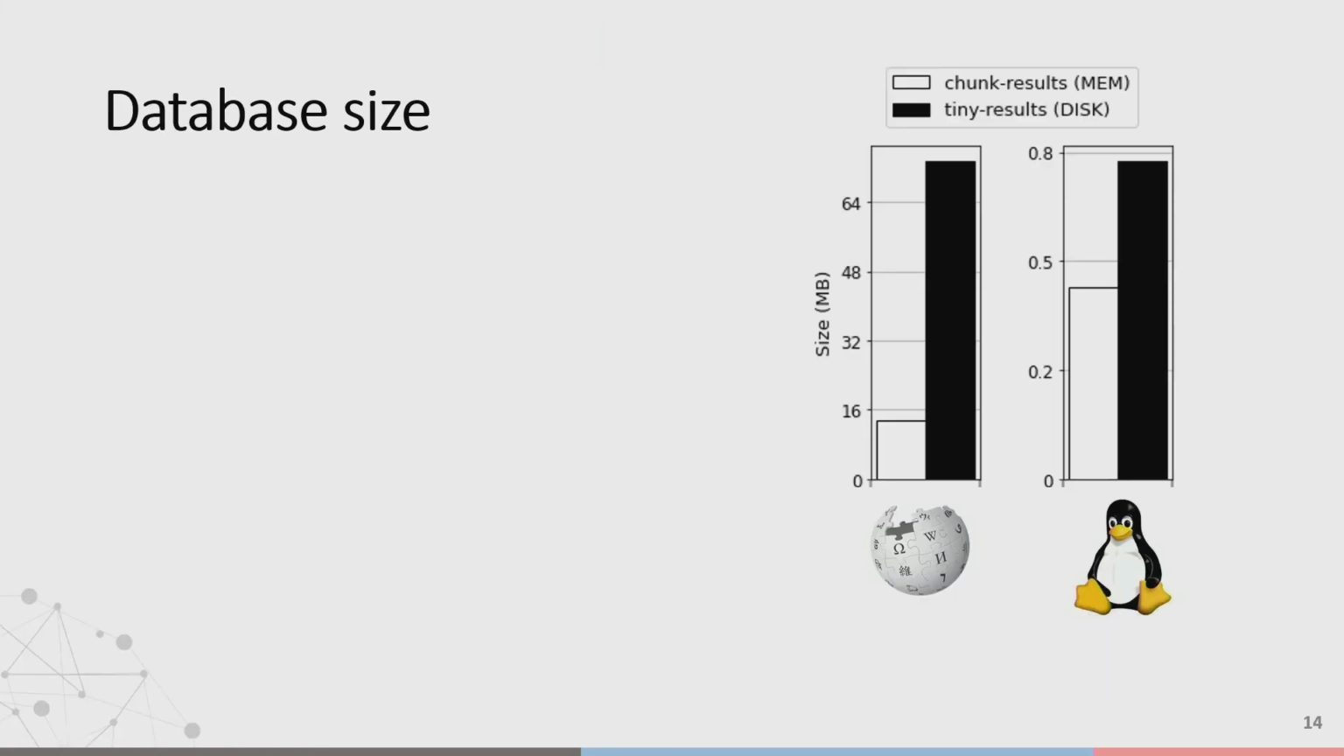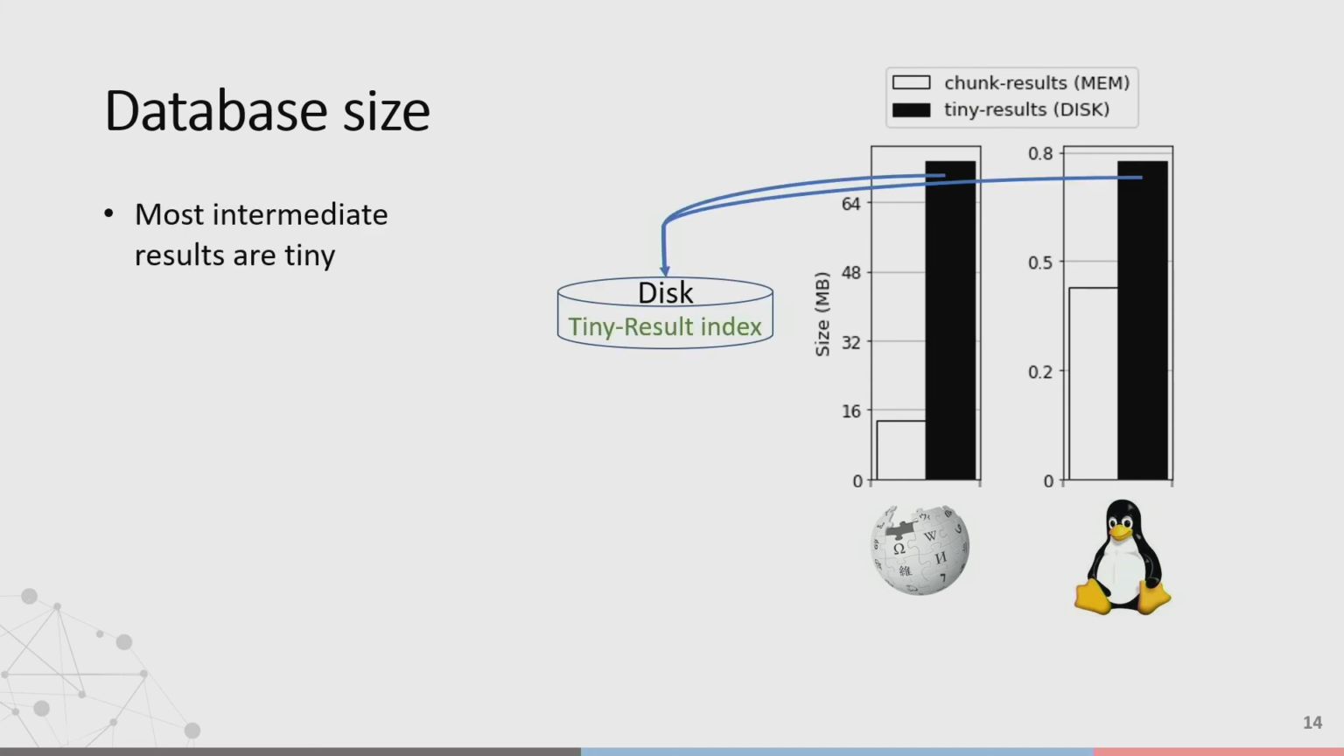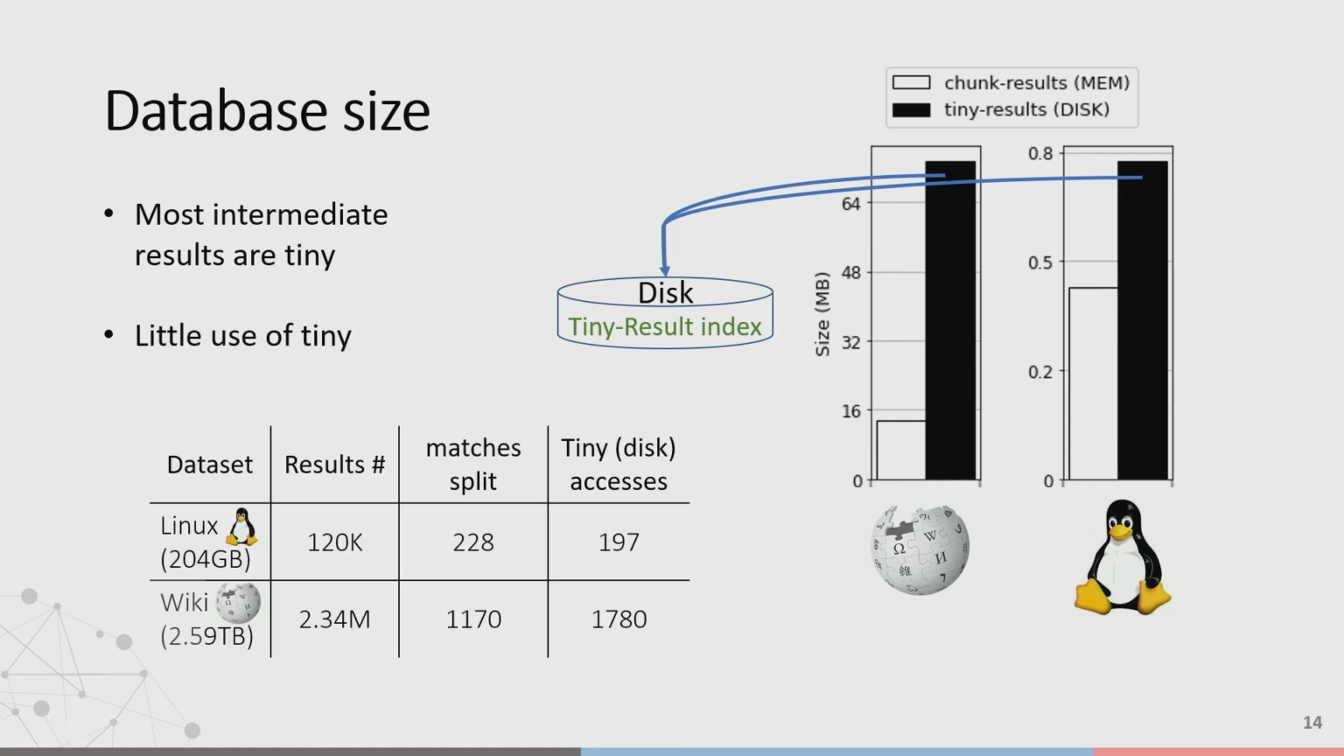Then let's check out the database size of DedupSearch. Again, we have here Wikipedia and Linux. In black, we have the tiny result index, which is the on-disk database. And in white, we have the chunk result index, which is the in-memory database. We can see here that most of the intermediate results are tiny. The black column is much higher than the white one, which means that most of our database is stored on disk. But this is great, but we need to make sure that most of our accesses are to memory and not to the disk. For that, we have this table.